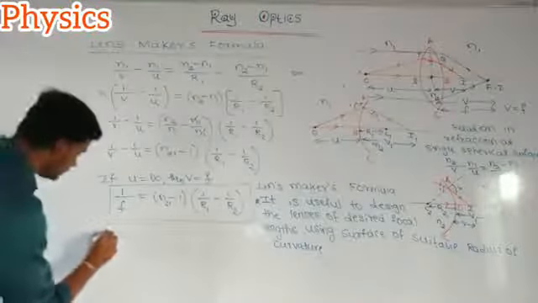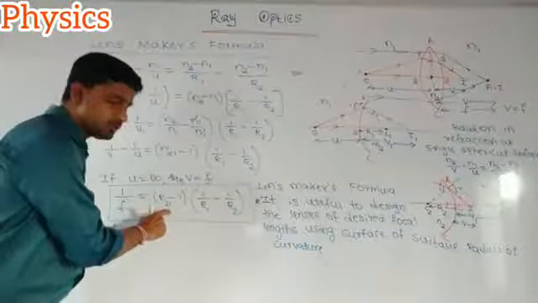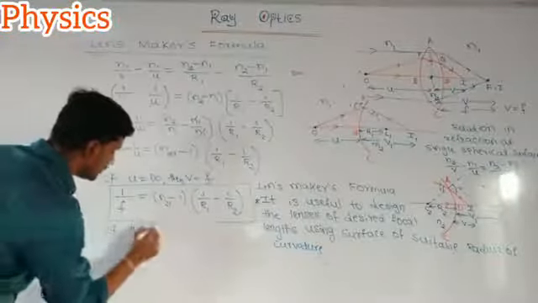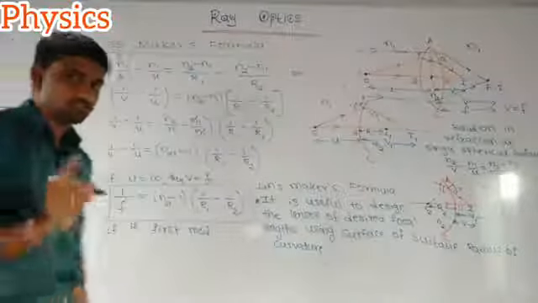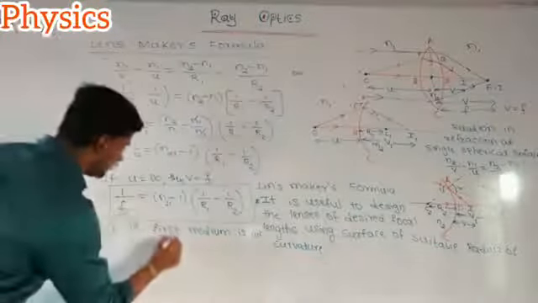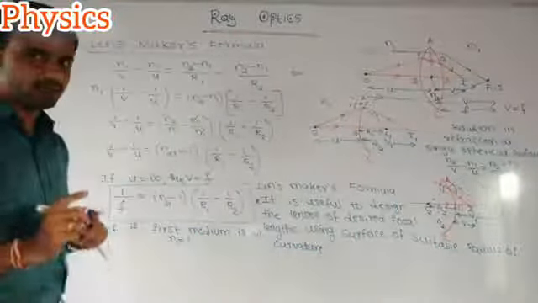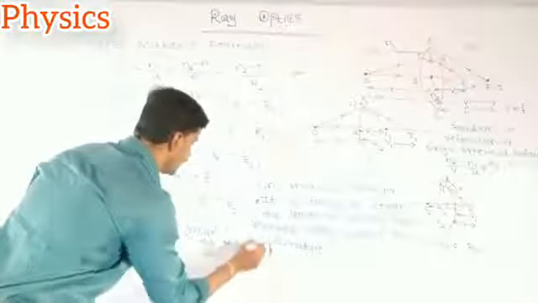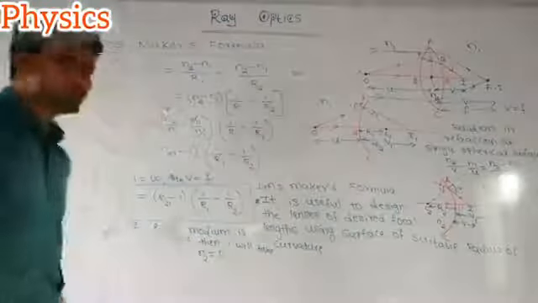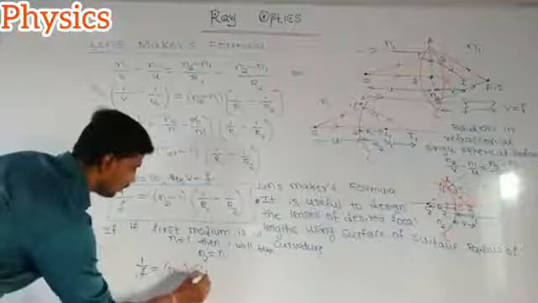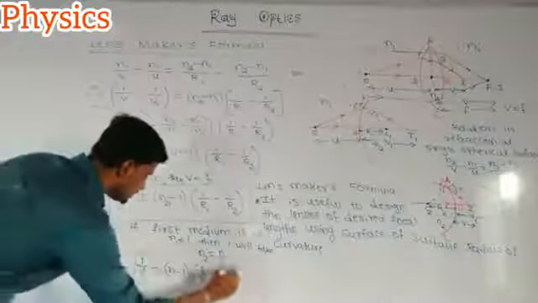Understood? Another thing you should remember: suppose I take the first medium, that is N1, where N1 is the refractive index of the first medium. Suppose that first medium is air. For air, N1 is equal to 1, as we know the refractive index of air is 1. Then I take the refractive index of the second medium as N2 is equal to N. Then this equation I can write as 1 by F is equal to (N minus 1) into (1 by R1 minus 1 by R2). This is under some condition.